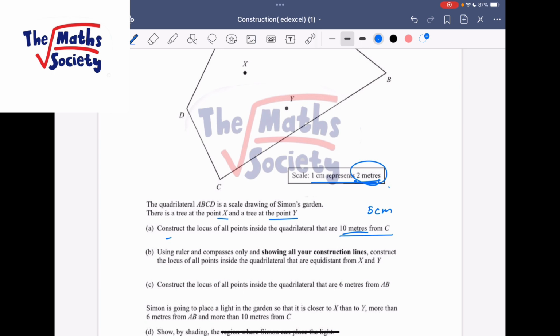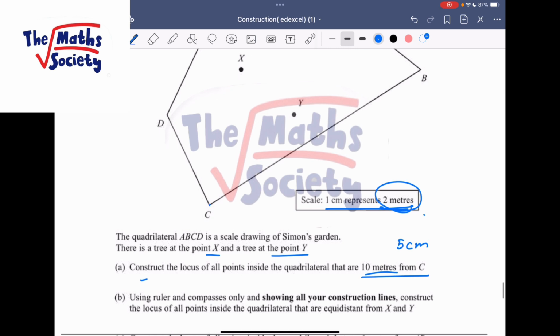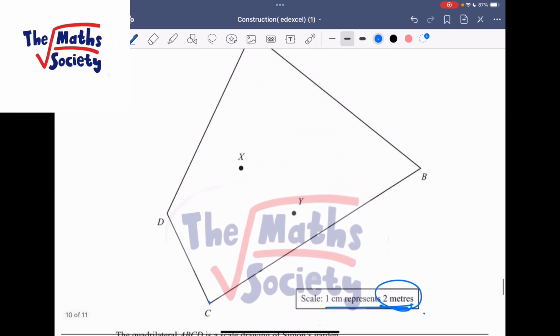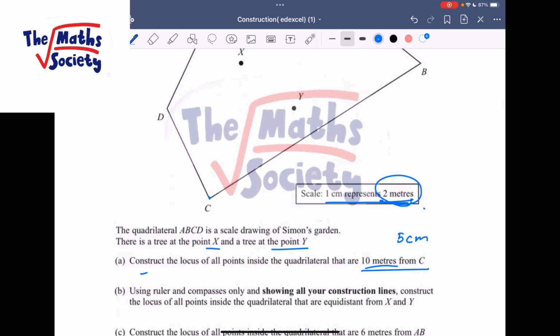And because we want to find points 5 centimeters from C, you're going to use your compass to measure 5 cm and draw an arc around C at 5 centimeters. So that's going to be 5 cm, right?